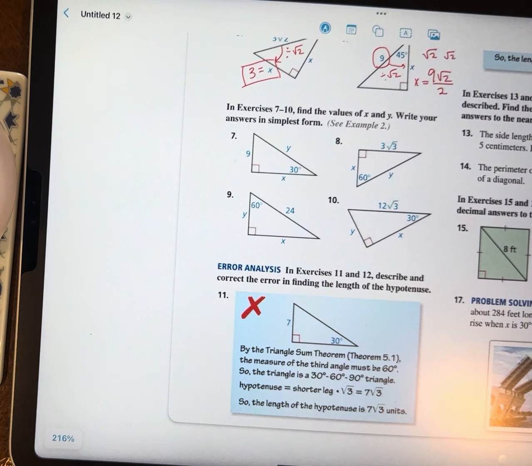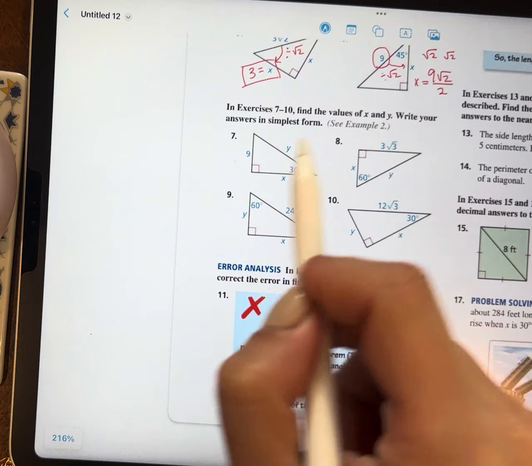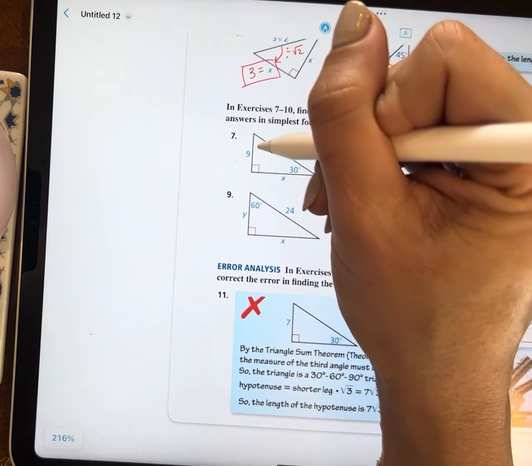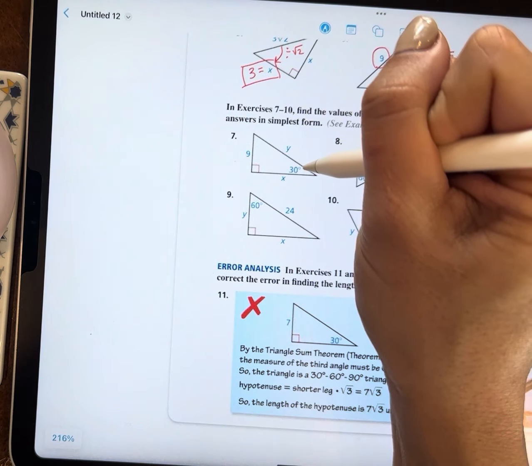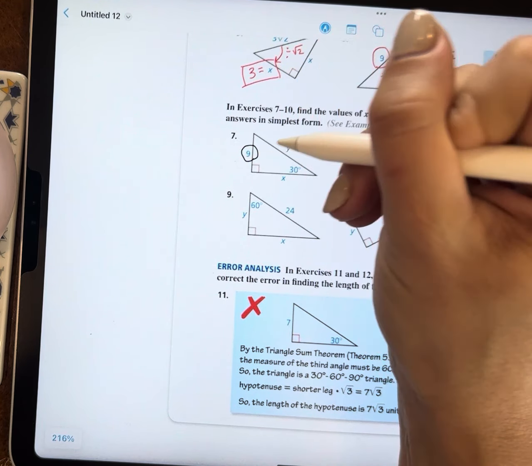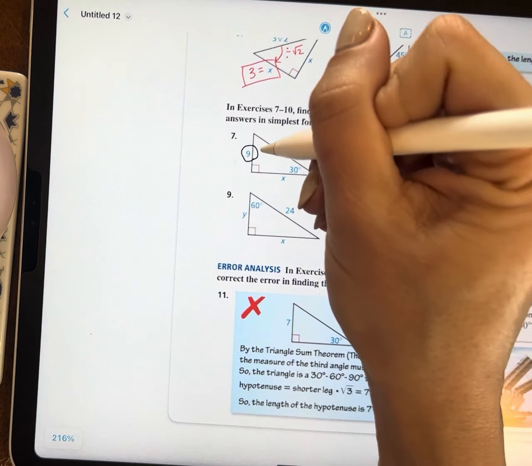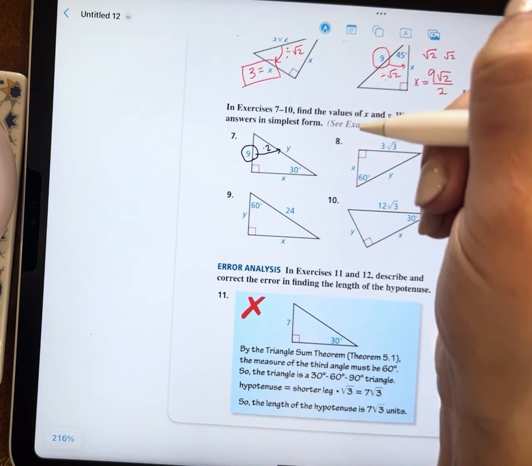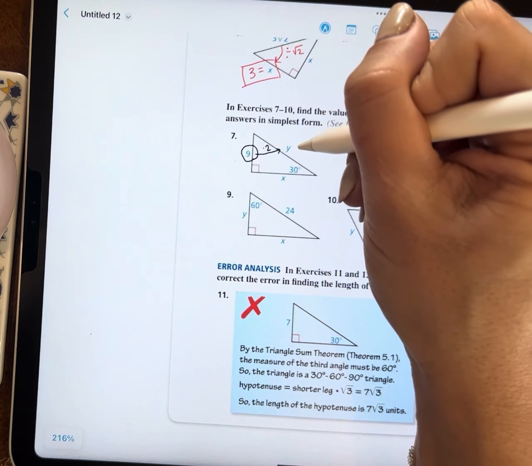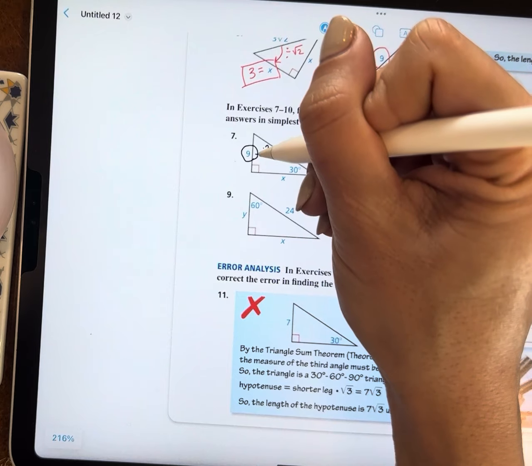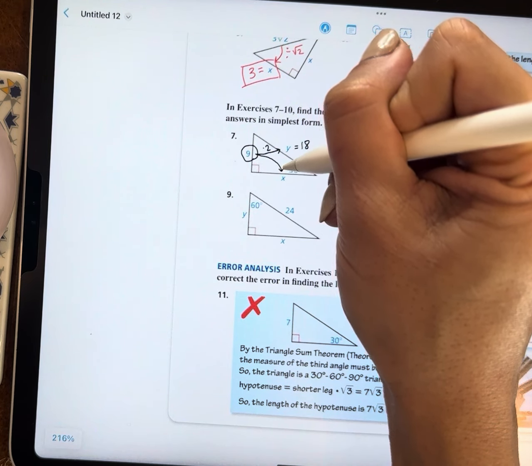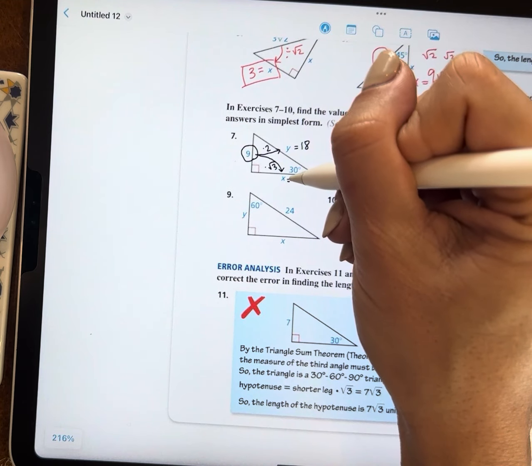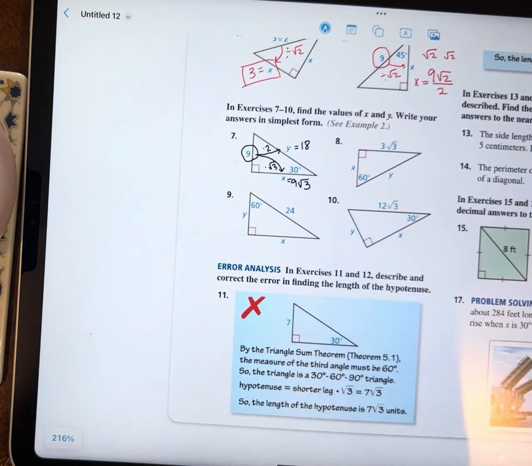Okay, now our 45, 45, 90s are 30, 60, 90s. We must always start with the short leg, or try to get to the short leg. So here's the short leg, 9. From 9, I can go to the hypotenuse by multiplying by 2. So 9 times 2 is 18. I can go from the short leg to the long leg by multiplying by rad 3. So x is 9 rad 3.